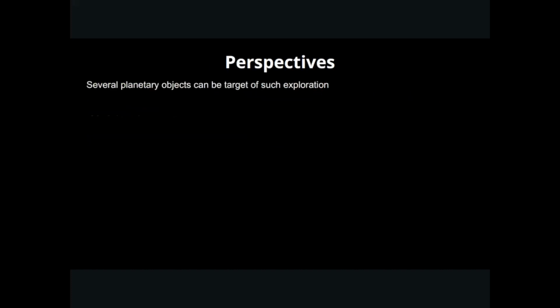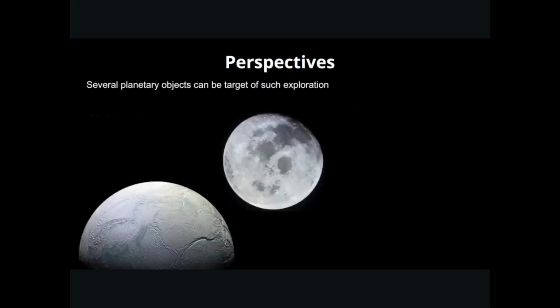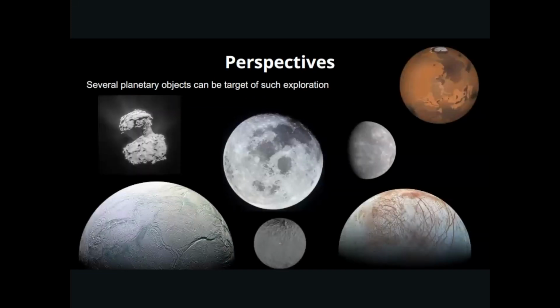So with perspectives that are not only related to the moon and Enceladus, but also to different objects like comets, planets, and other moons, like Europa, which seems to have the same plumes as Enceladus, but has a gravity closer to that of the moon. So it may be more interesting to study these effects in such a reference.